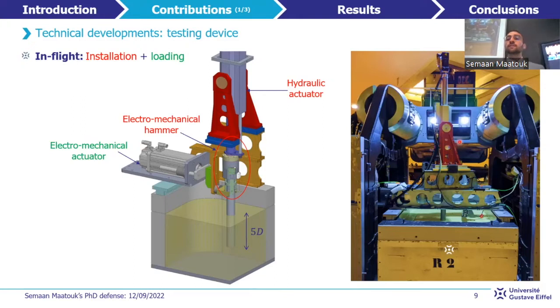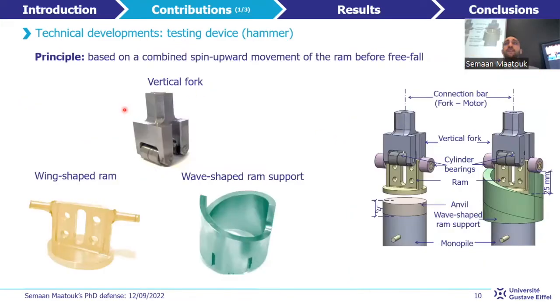This is a photo on the right of the testing device implemented in the centrifuge basket. This system took about 8 pure weeks during my first year of PhD to be validated, and now it works appropriately until the maximum allowable centrifuge acceleration of 100G. I don't want to go deeply into the system, but just to give you an idea about the hammer. The principle of the hammer.